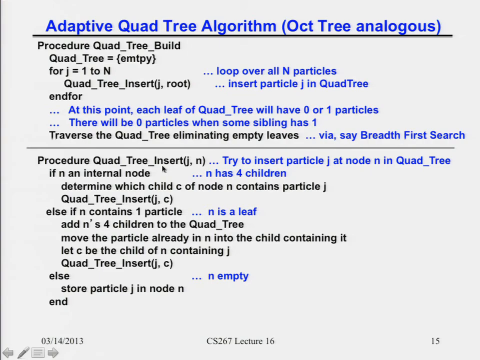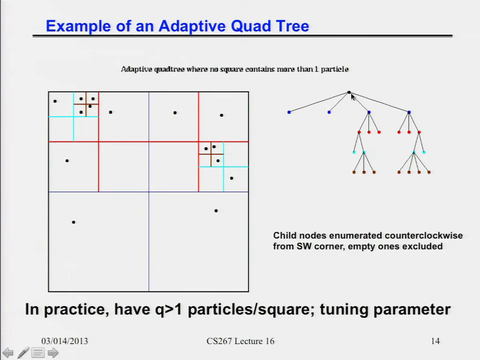That's the recursive part. I'm going to insert particle J, whose location I know, into a node. And I start by trying to insert at the root. Everybody gets to try to insert at the root, and if the root's full, it'll keep going down the tree. If N is an internal node, that means that it still has children, so I'll ask, which child do you belong in? If I go back to this picture, I will try to insert up there. I'll say, where do you belong? Well, you belong there, and then you belong there, you belong there, and finally I will get to a leaf. But as long as I'm somewhere in the middle, I will keep going down the tree.